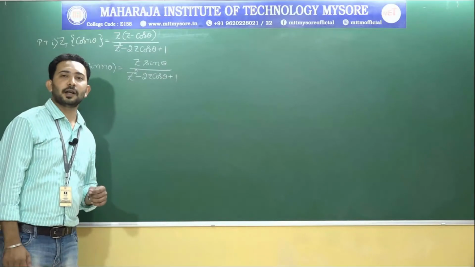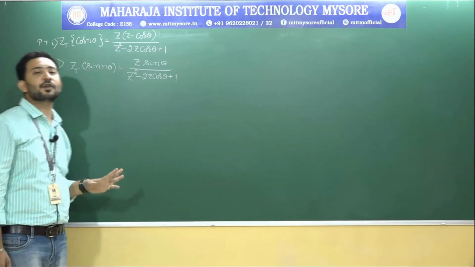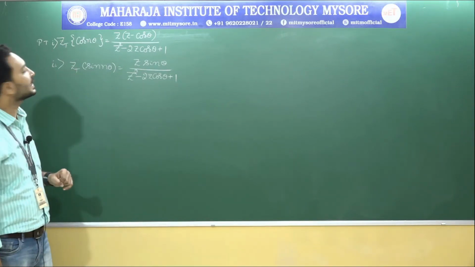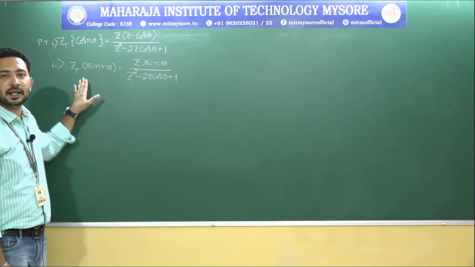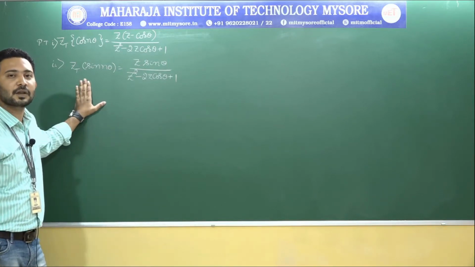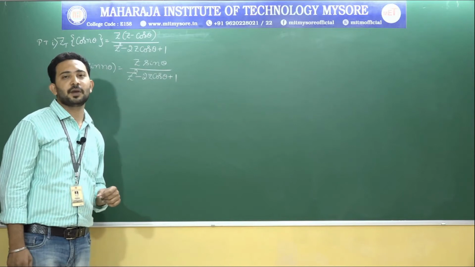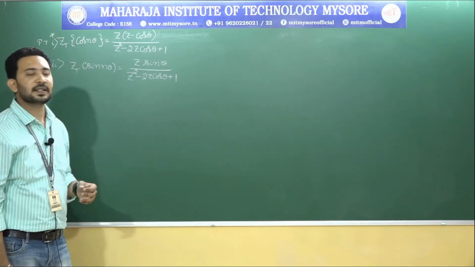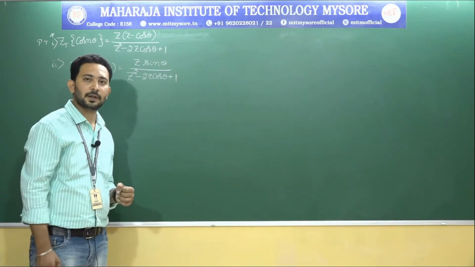Okay, we'll move on to the next question, that is prove that Z transformation of cos n theta is z into z minus cos theta divided by z square minus 2z cos theta plus 1, and second one, Z transformation of sin n theta is z sin theta divided by z square minus 2z cos theta plus 1. And these two problems are very much important. We can see these two questions in so many university question papers.